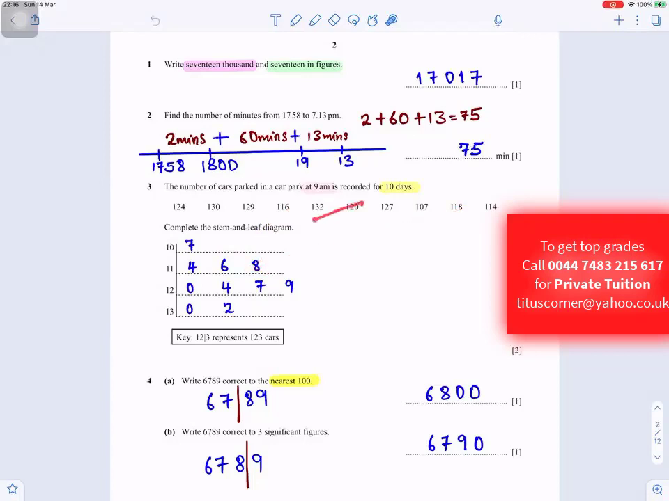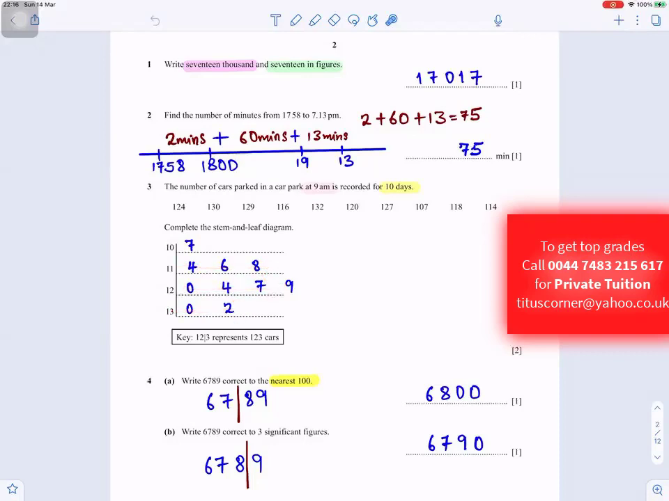And the next one, 118. Next one, 12, 0. 120. Next one, 124. 127. And 129. If you notice, I'm putting them in order, 0, 4, 7, 9. They're going from smallest to biggest. And then 130. After that, 132. It's going from smallest to biggest that way. That's how you order them.